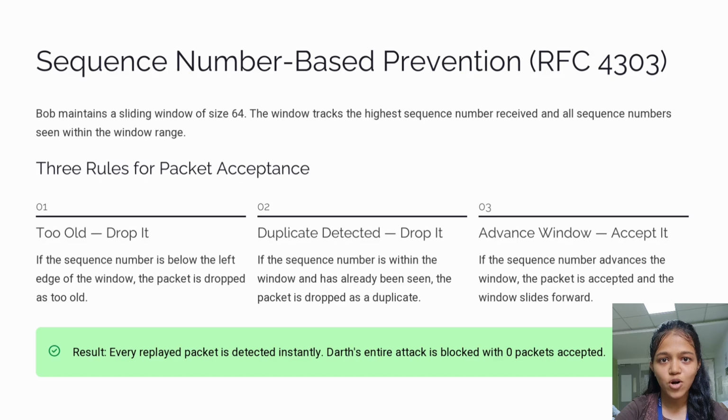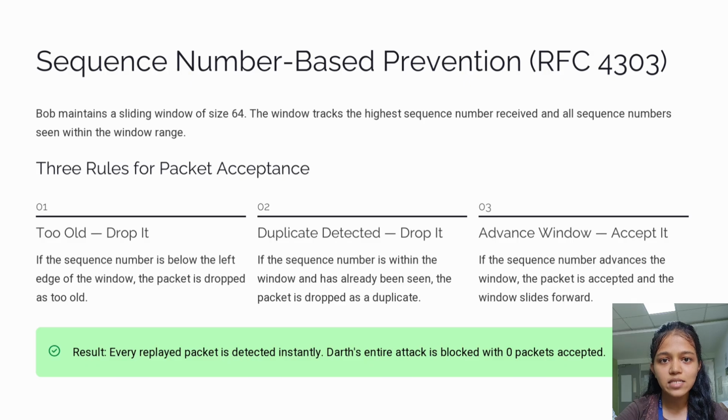This is important because HMAC only proves the packet is authentic, but the sliding window proves the packet is fresh and not replayed. Together, they provide secure communication. In this code, Alice generates packets with increasing sequence numbers, while Darth acts as the attacker who captures and replays packets without changing anything. Vulnerable Bob only verifies HMAC, so he accepts replayed packets. Secure Bob, however, stores previously seen sequence numbers and detects duplicates instantly.